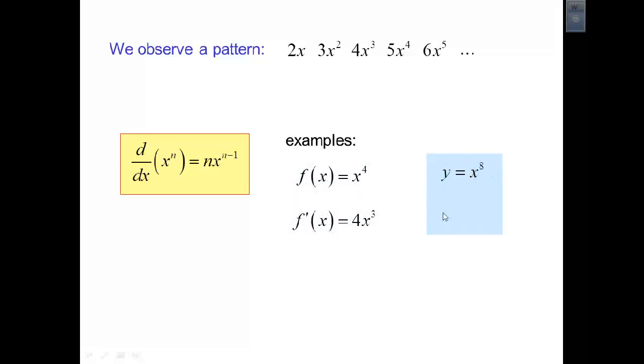If we have y equals x to the 8th, we're going to bring the 8 out front and subtract 1. So we end up with y prime equals 8x to the 7th. And like I said, this is known as the power rule, and it's one of the ones that you're going to use more than anything.